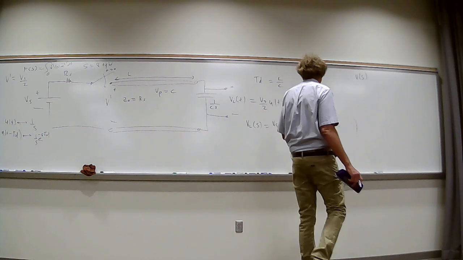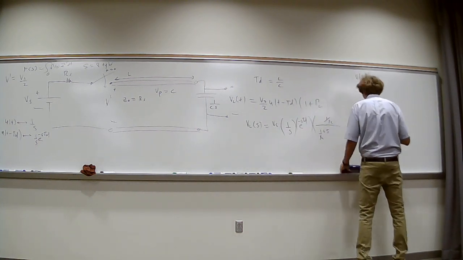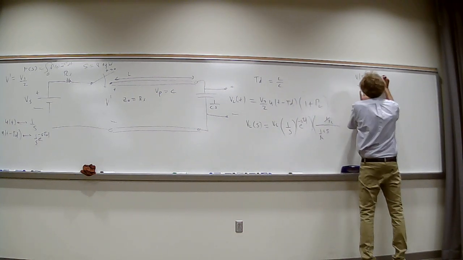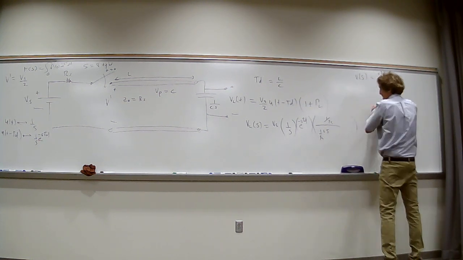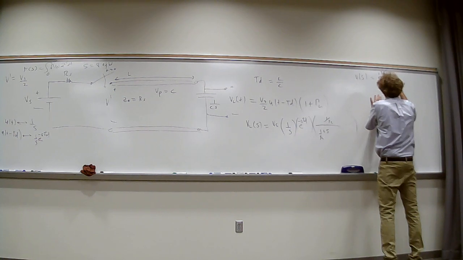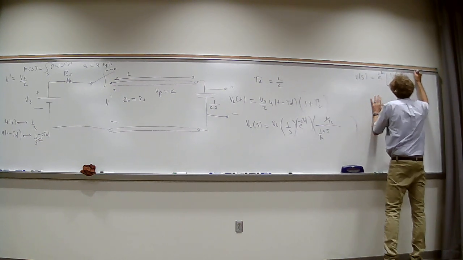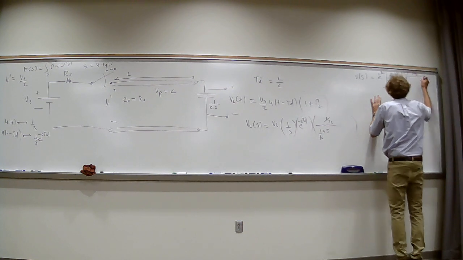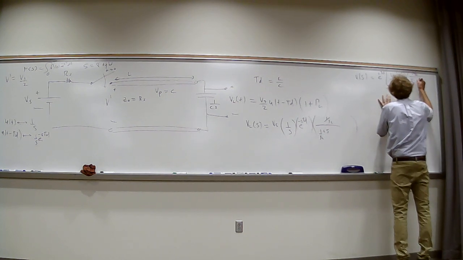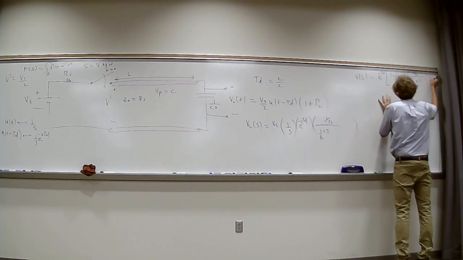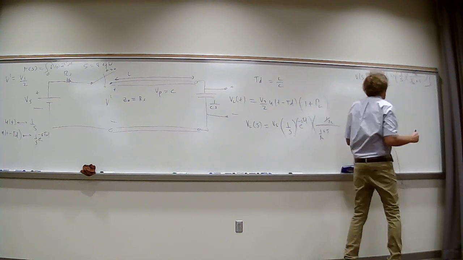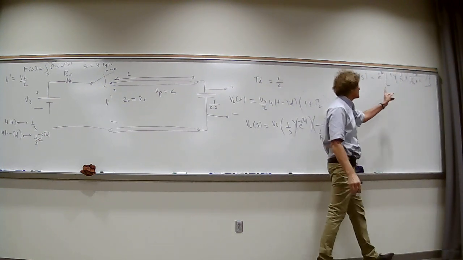So here, I'm going to have V of S equal to, and I'll put it out front, e to the minus S T_D. That's nothing more than a time delay right here. Then I'm going to have the quantity V_S right here, times 1 over S and 1 over T_C over 1 over T_C plus S. And now, what I need to do is a partial fraction expansion of this first.